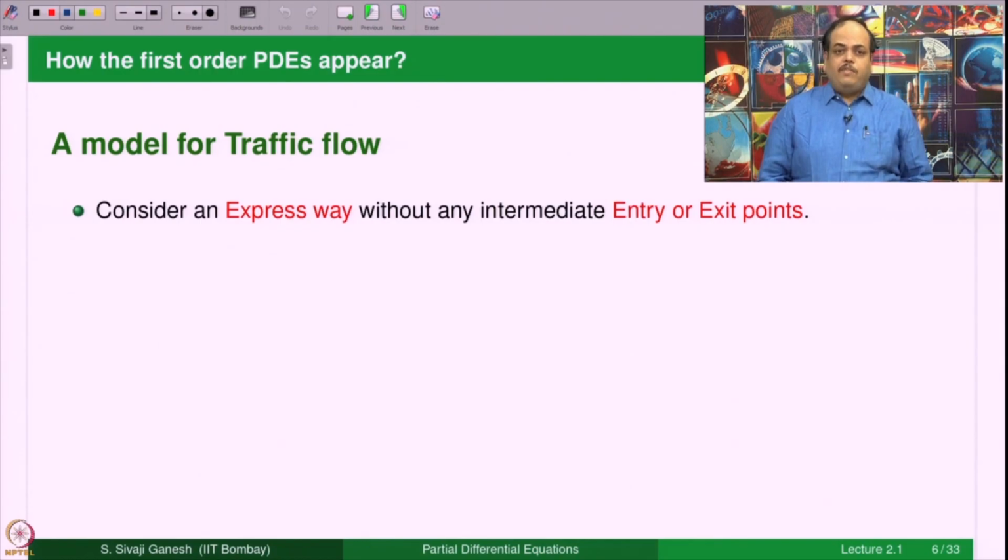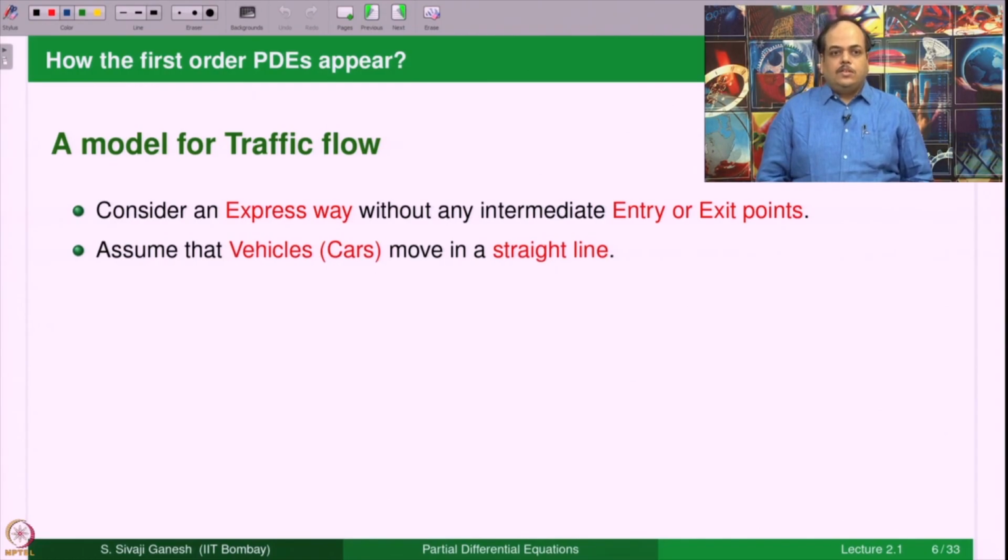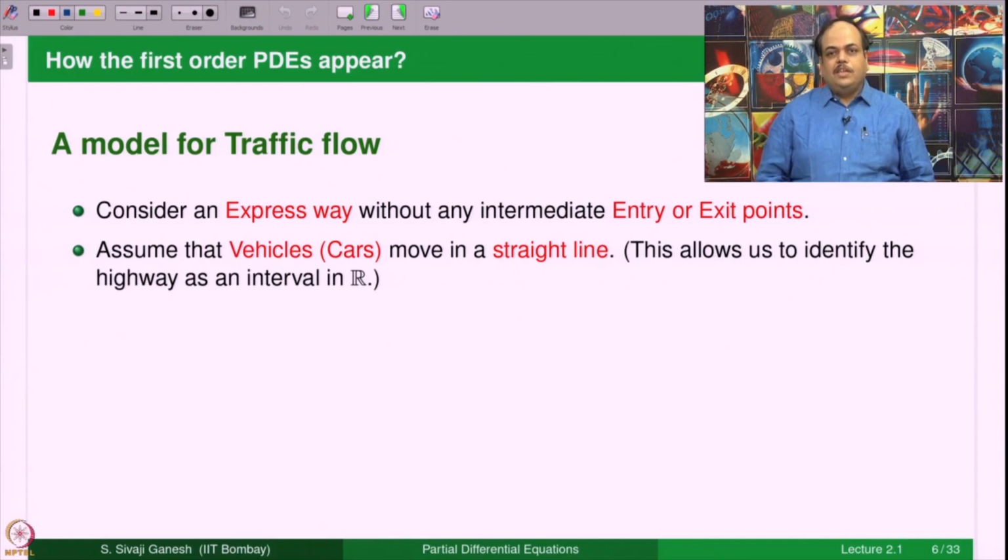So let us consider an express highway without any intermediate entry or exit points. It has one entry point, one exit point. You can't join the expressway in between, or leave. Both possibilities are not there. Leaving and joining is not possible. So the traffic, what we mean is, let us say vehicles, let us say cars, just to refer to them easily. Assume that vehicles are moving in a straight line. As we know, vehicles do not move in straight lines, they will be overtaking one another. But what this means is that this gives us a way to identify the highway as an interval in R, and it actually physically means that overtaking is not allowed. Maybe the expressway is very narrow, so you can't overtake.